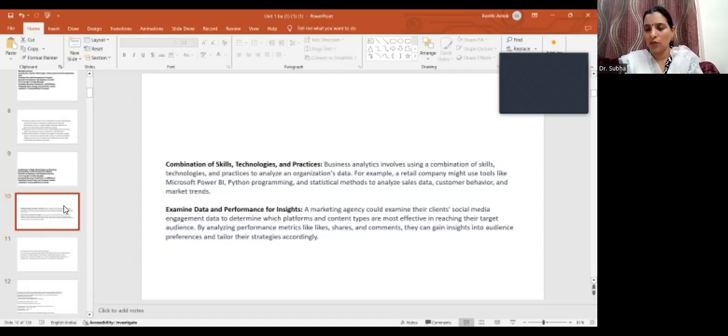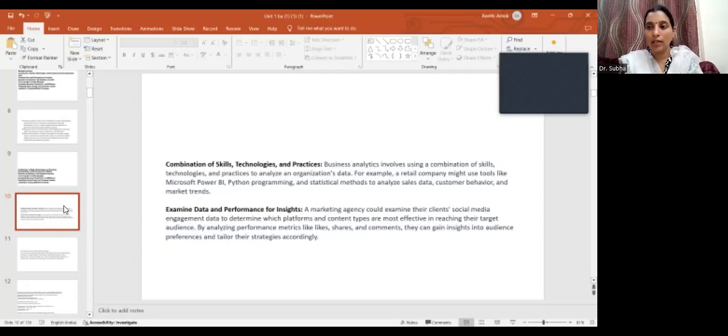Suppose, for example, you have a retail company, you can use tools such as Microsoft Power BI in order to analyze the data. Basically, through Microsoft Power BI, you can analyze the data and come up with some visualization.